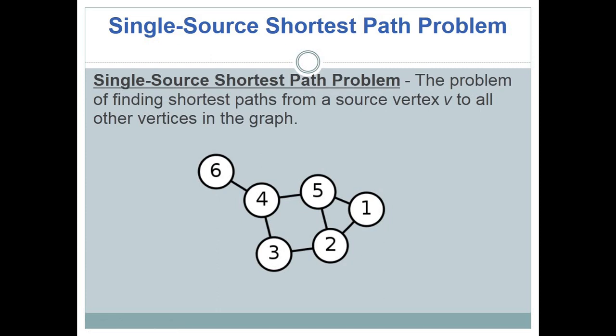So basically this problem is of finding the shortest path from a source vertex V to all other vertices in the graph. For example, if we want to find the shortest path from this node to every node, then that will be the single source shortest path problem. Here we are not finding the shortest path between all nodes, but we are finding the shortest path from a single source. Okay, so this is the problem.